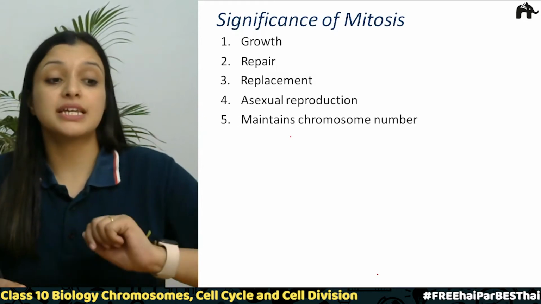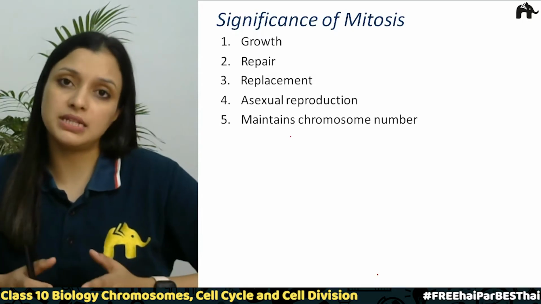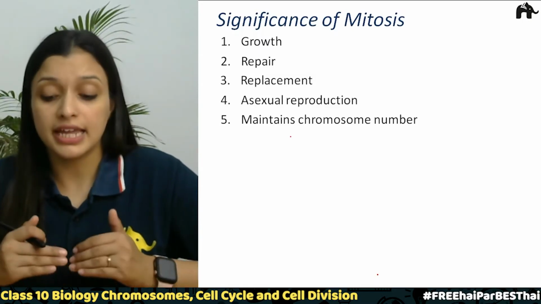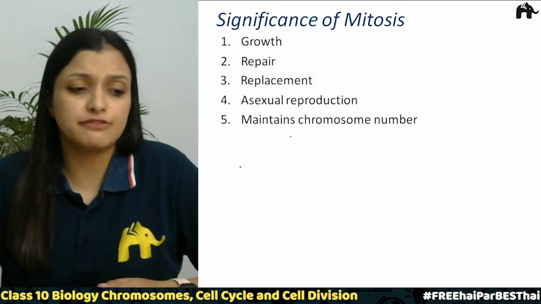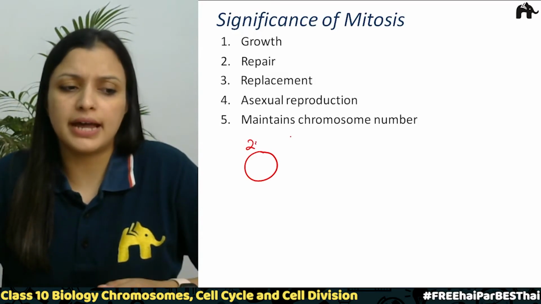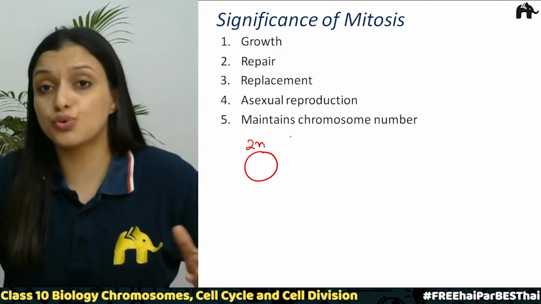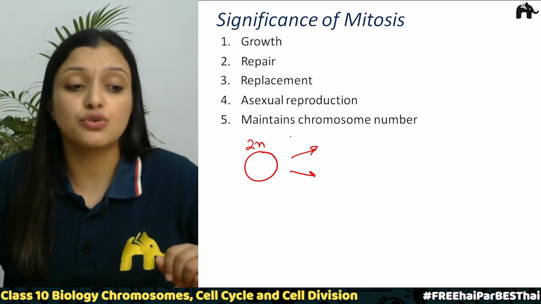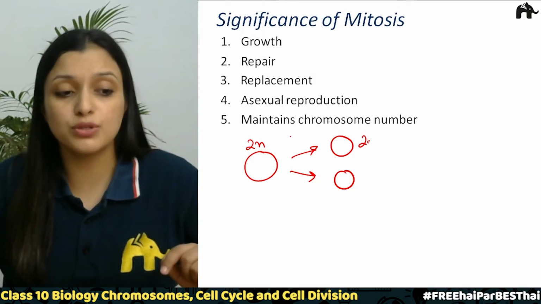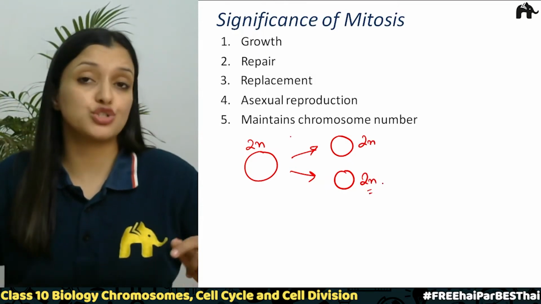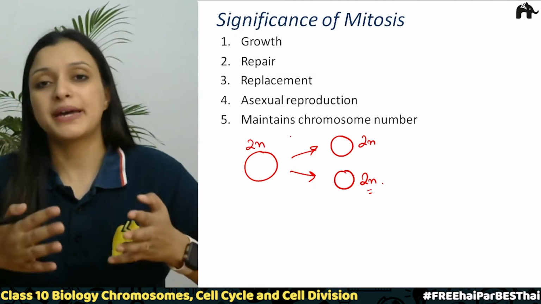Then next comes maintaining chromosome number. The chromosome number is maintained only in mitosis. If we talk about meiosis, the chromosome number is reduced to half. But say this is the cell, and mostly we take the parent cell as diploid, so we represent it with 2n. When the daughter cells are produced after mitosis, the chromosome number will be maintained, which is very important, right? So this is the significance of mitosis.